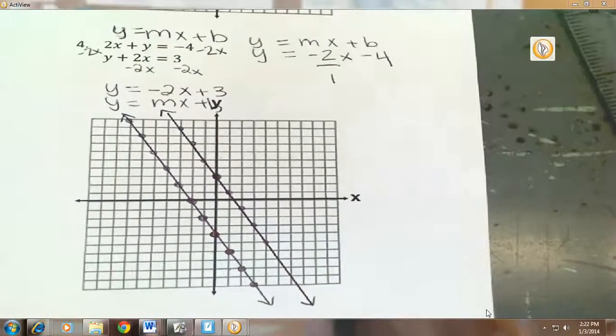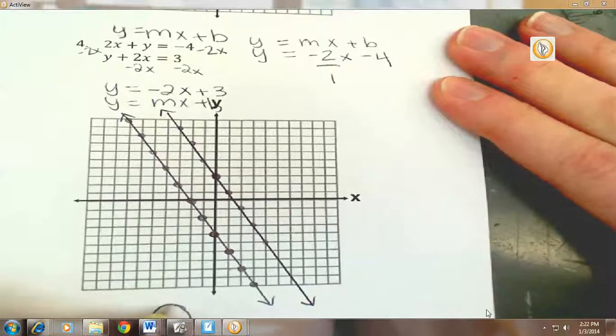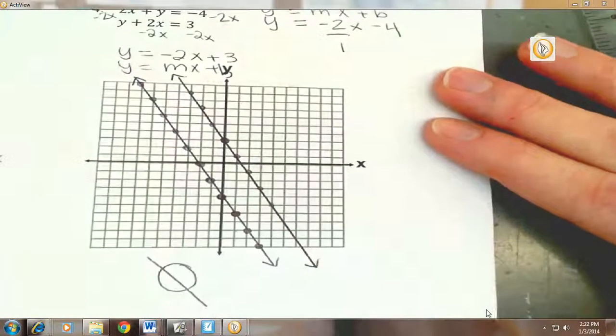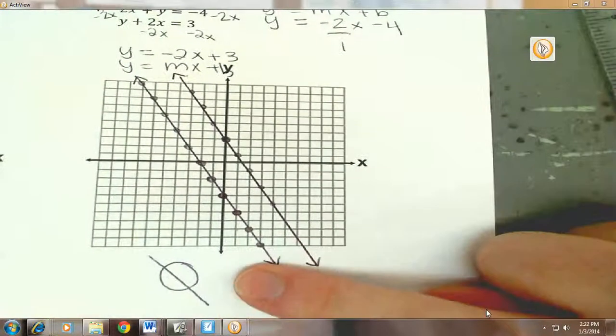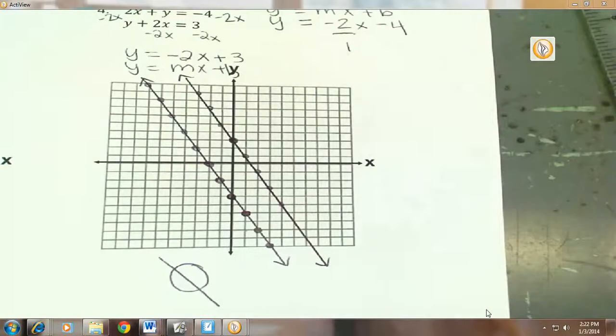Now, ultimately, we're looking to figure out where our graphs intersect. Obviously, if the graphs are parallel, they will never intersect. So in this particular case, we would say that we do not have a solution. There is no solution. And we would use the symbol of no solution, as I've got drawn on the bottom of the page here, to represent my answer for this particular problem.